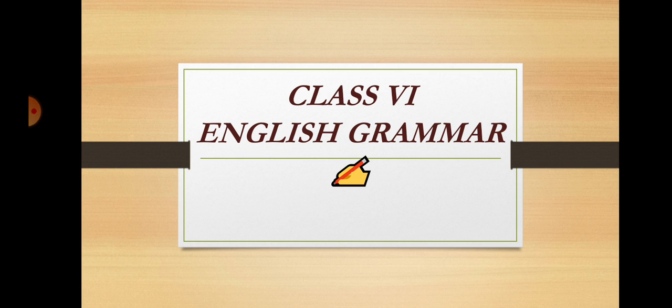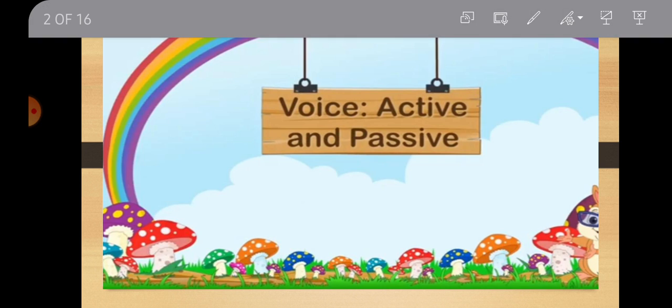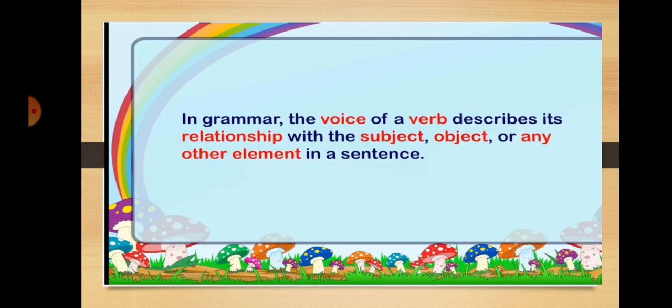Today, we are going to start a new topic of our English grammar, that is voice, active and passive. Firstly, we will have its definition. In grammar, the voice of a verb describes its relationship with the subject, object, or any other element in a sentence.